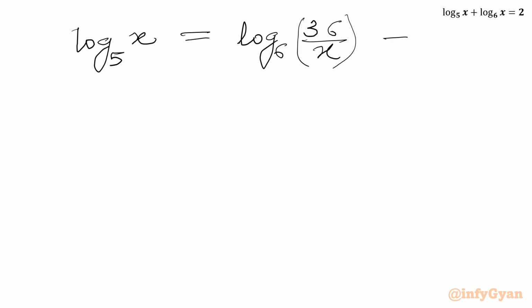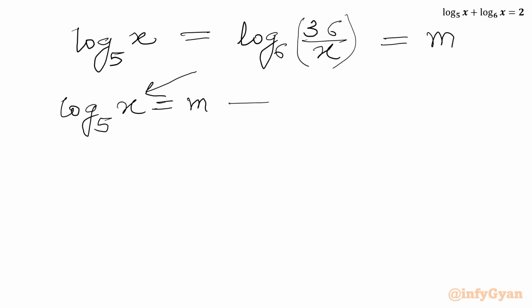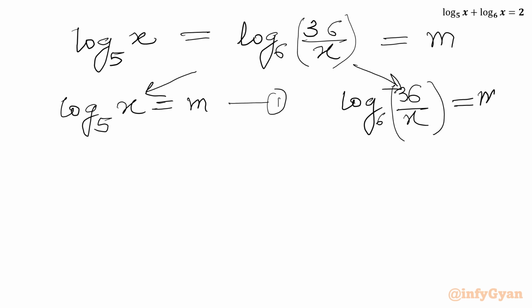Now I will put this equation equal to m. So I can write from here log x with base 5 equal to m, our equation number 1. And second equation, I can write log 36 over x with base 6 equal to m.